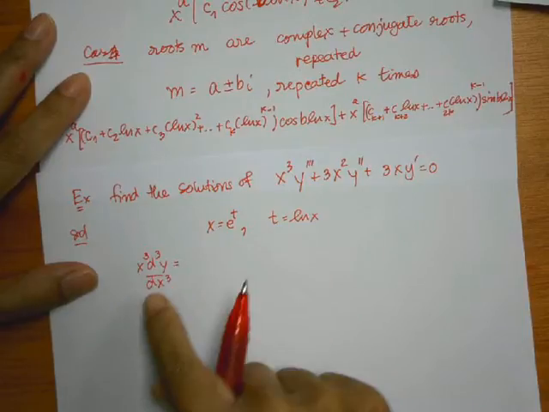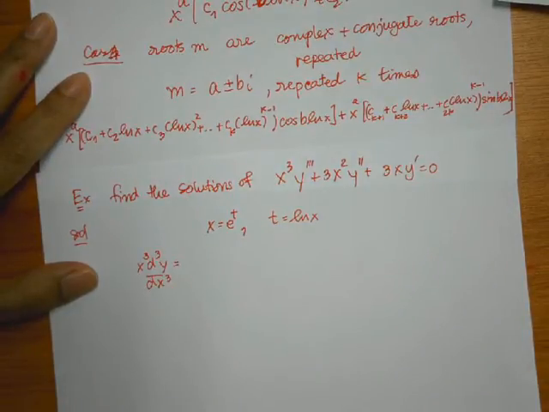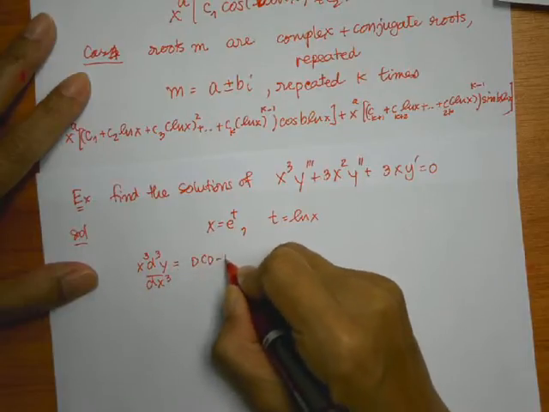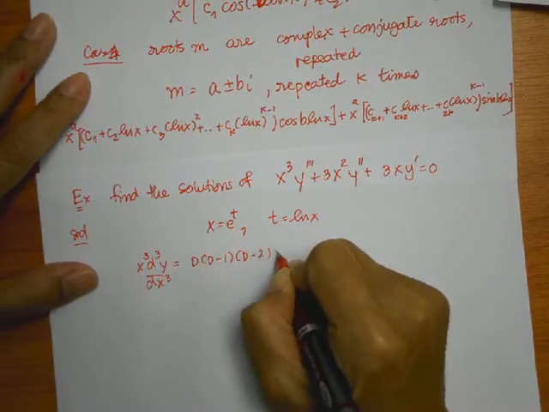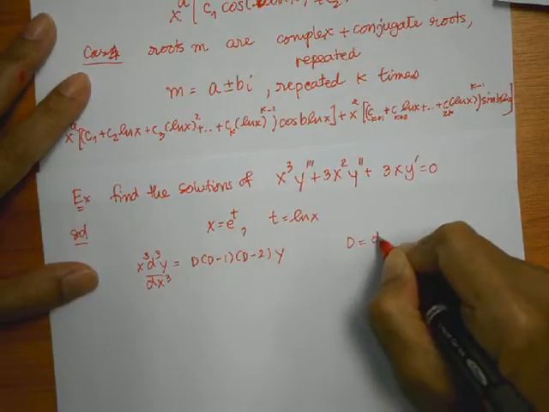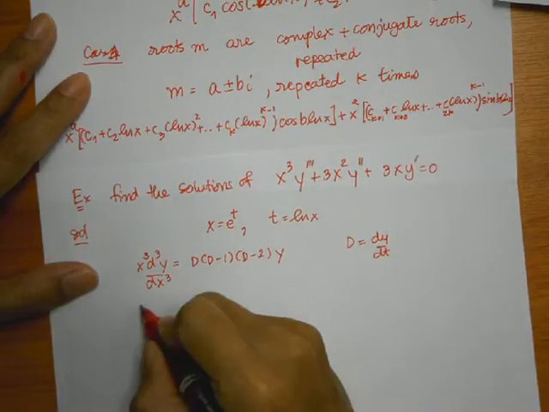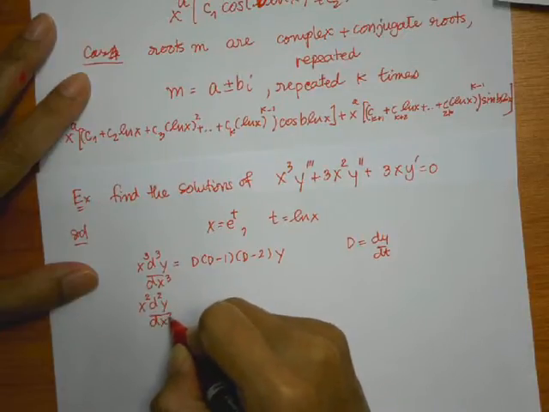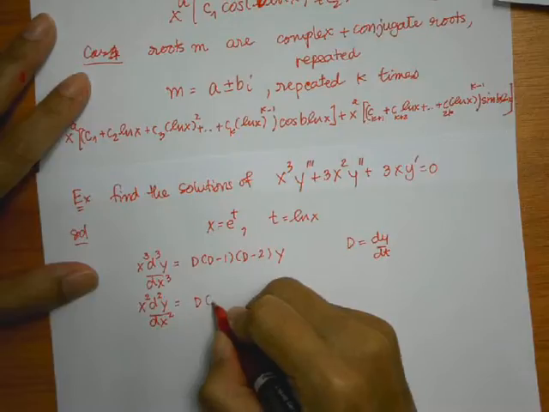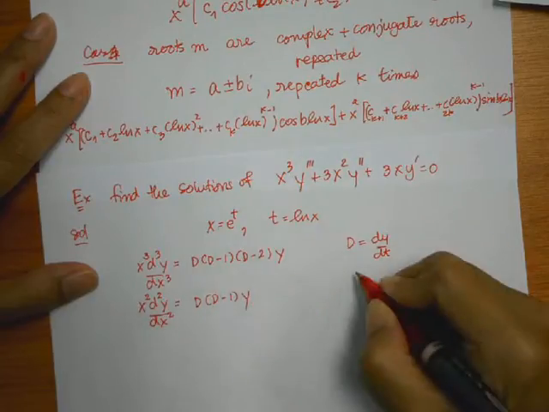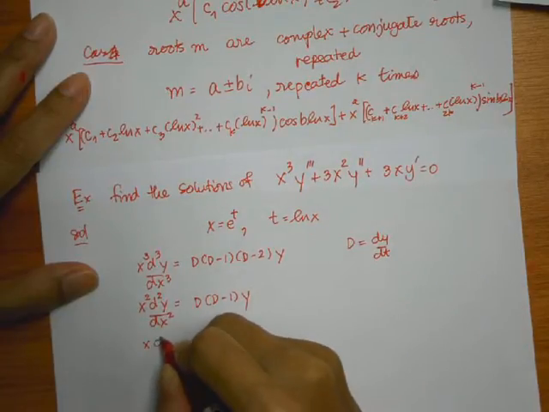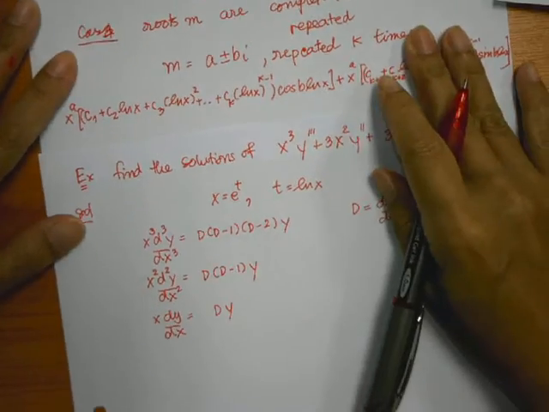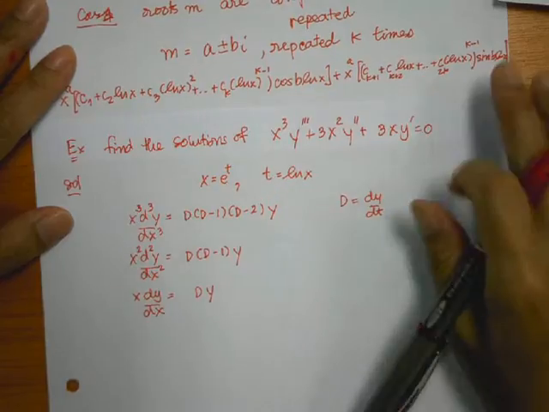that x to the power 3 times the third derivative of y by x is equal to d times d minus 1 times d minus 2 y, where d is equal to d by dt. And the second derivative of y times x squared is equal to d times d minus 1 y, and the first derivative of y times x is equal to dy. Let's put that definition back into our differential equation.